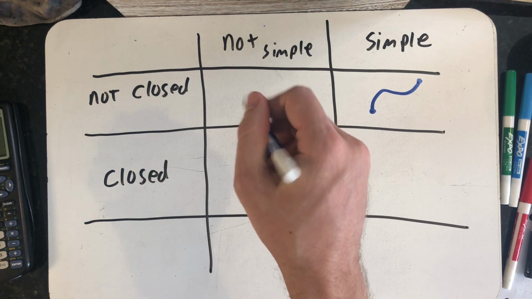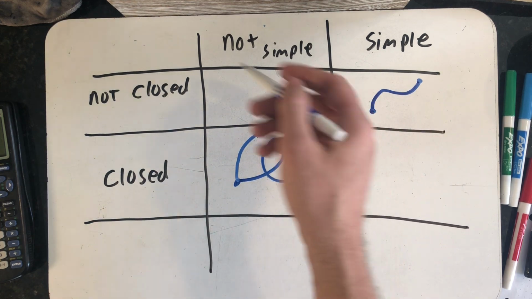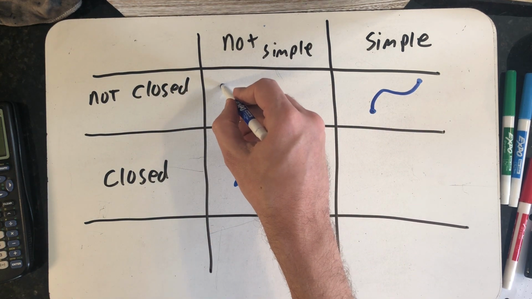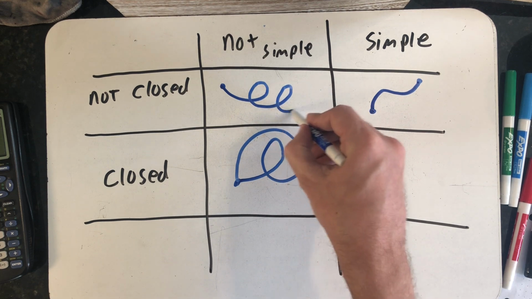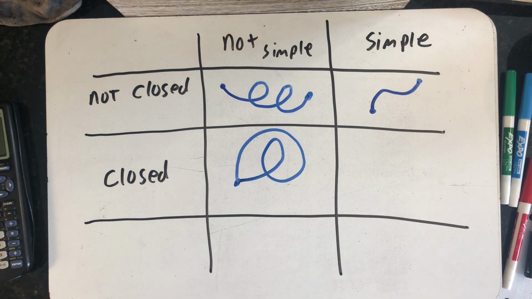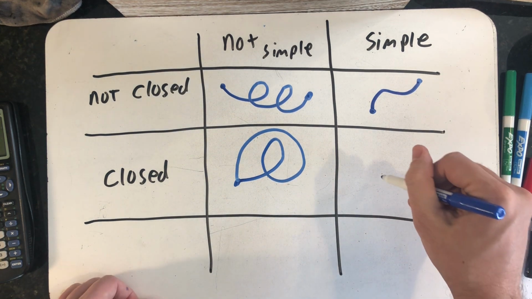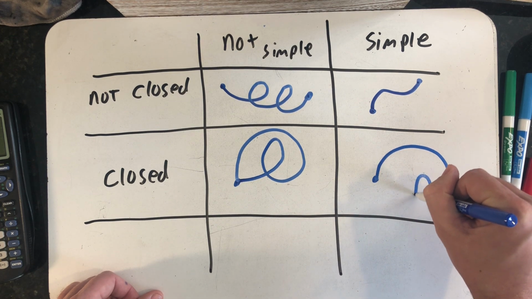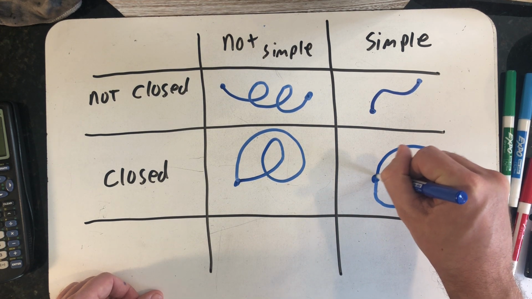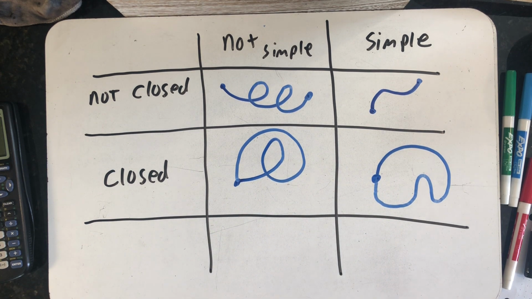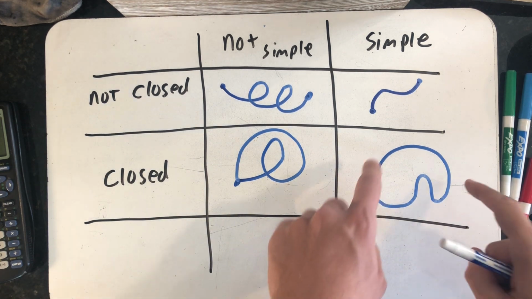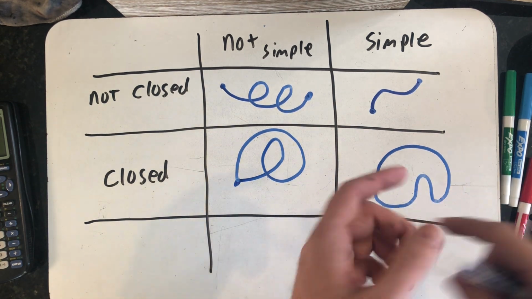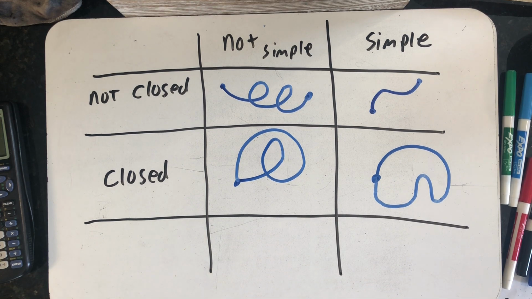All right, well, let's draw something that's not simple, so it's going to need to intersect itself, and not closed, so it can't begin and end at the same place. Well, I think I know how to do that. That's not simple, nor is it closed. And then finally, the curves we want. We want something that is both simple and closed. Doesn't intersect itself, and it begins and ends at the same point. That is a simple closed curve. Now we also need them to be smooth. Now fortunately, it looks like this is also smooth because there's no sharp points anywhere. It's continuous and differentiable everywhere.